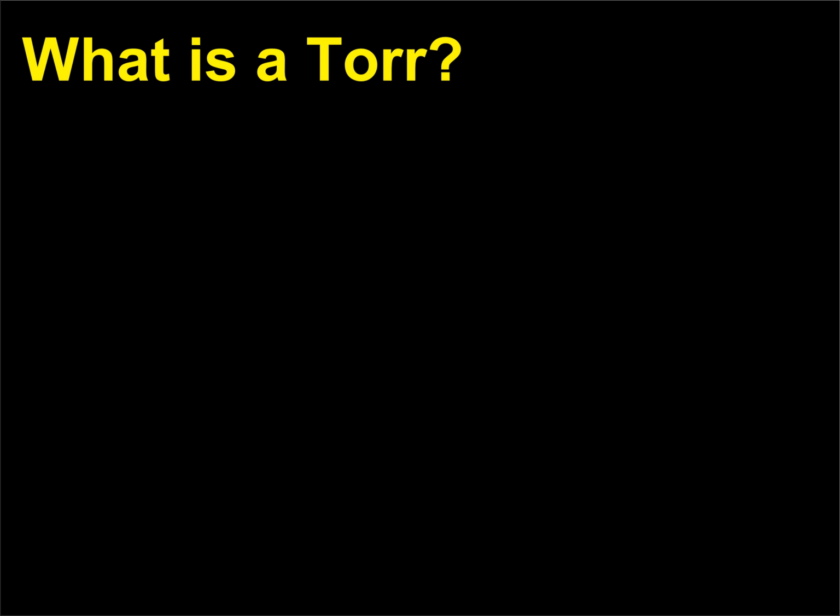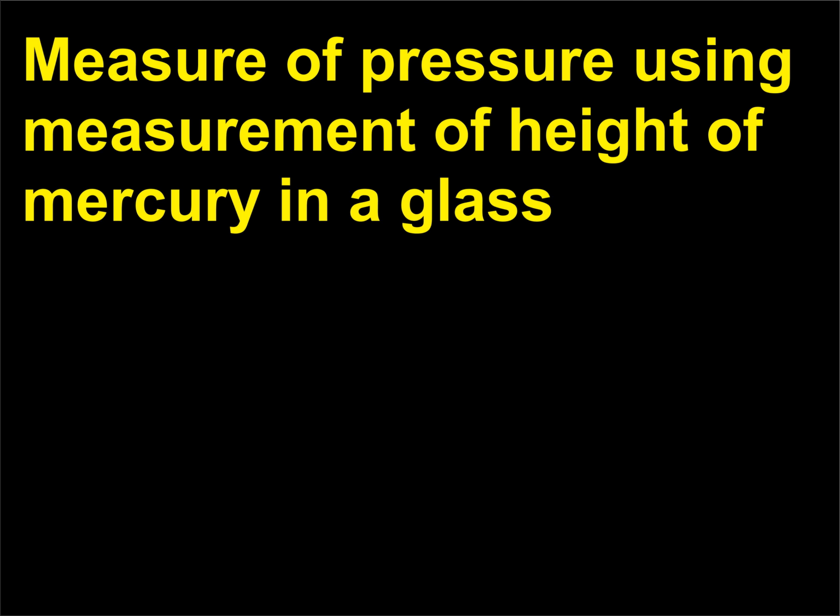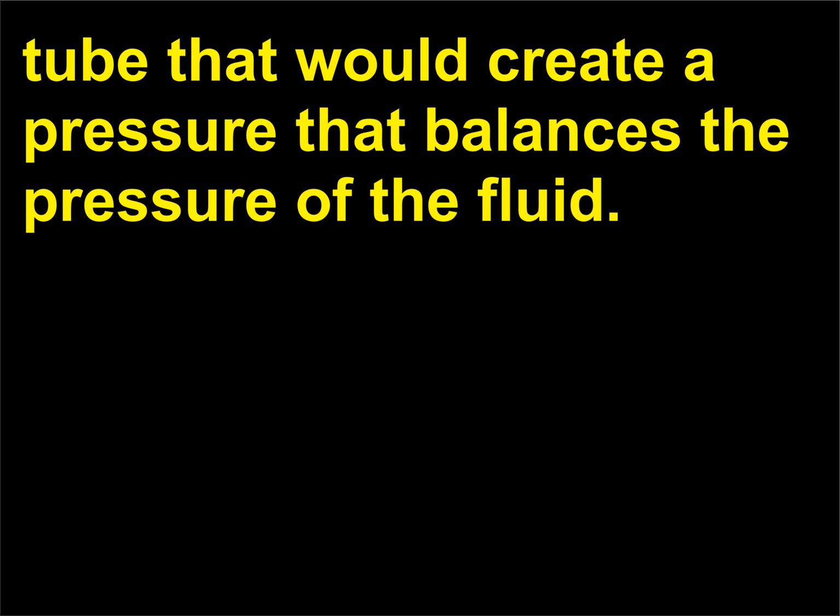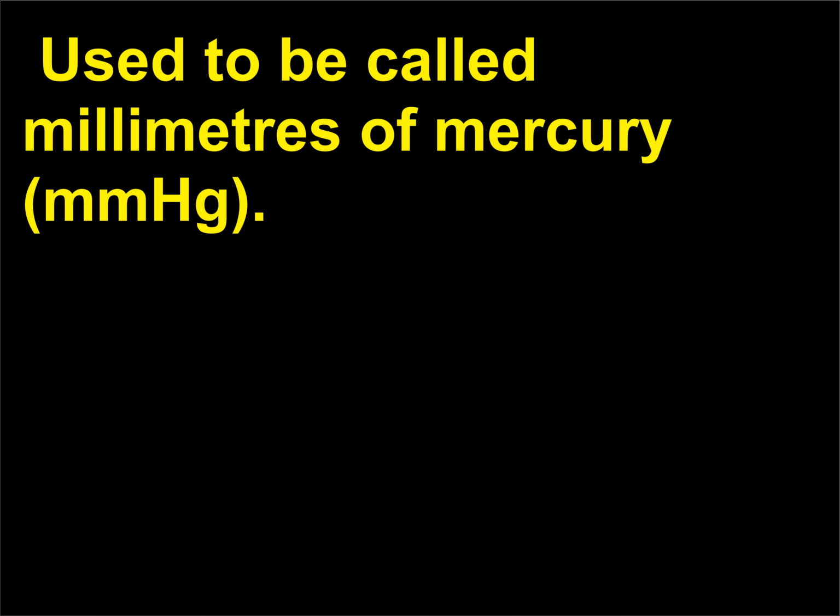What is a torr? A measure of pressure using the height of mercury in a glass tube that would create a pressure that balances the pressure of the fluid. It used to be called millimeters of mercury, mmHg.